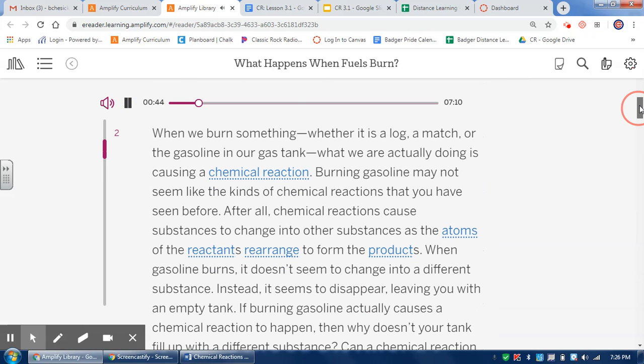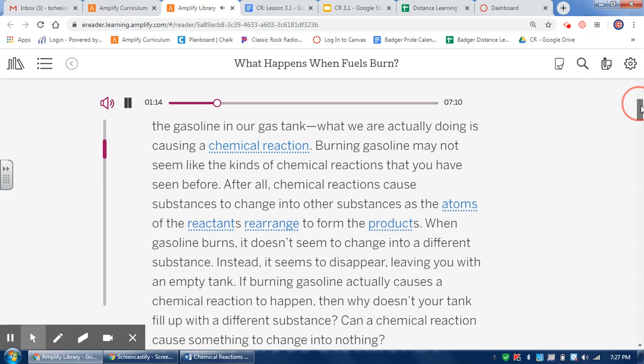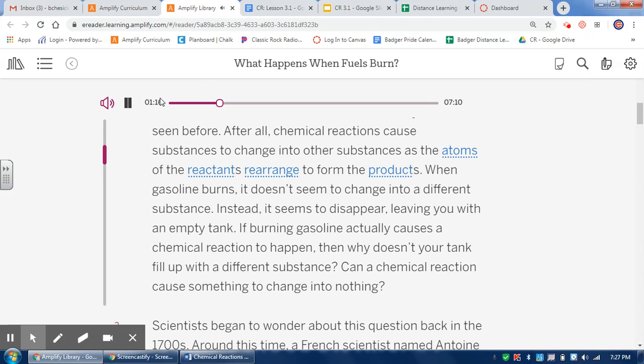When we burn something, whether it is a log, a match, or the gasoline in our gas tank, what we are actually doing is causing a chemical reaction. Burning gasoline may not seem like the kinds of chemical reactions that you have seen before. After all, chemical reactions cause substances to change into other substances as the atoms of the reactants rearrange to form the products. When gasoline burns, it doesn't seem to change into a different substance. Instead, it seems to disappear, leaving you with an empty tank.